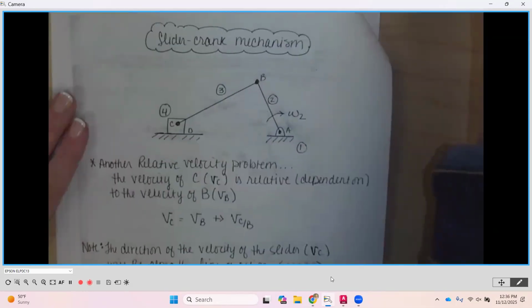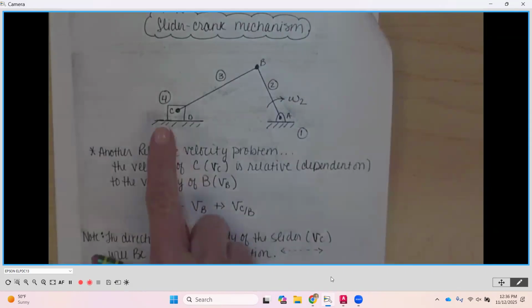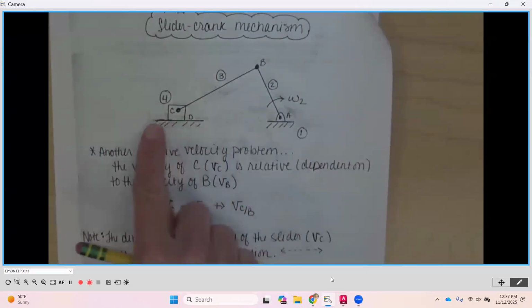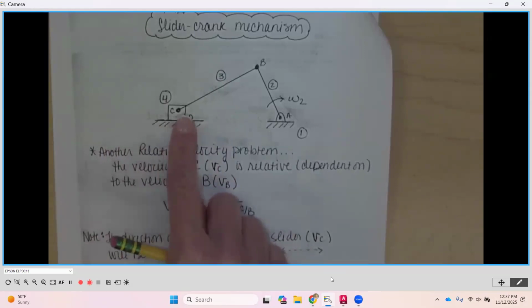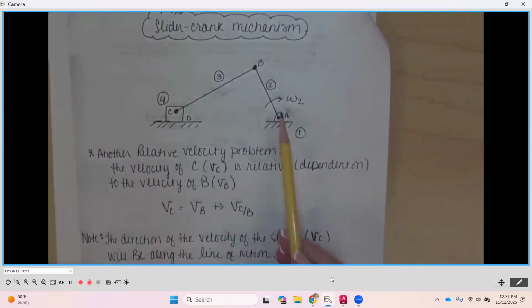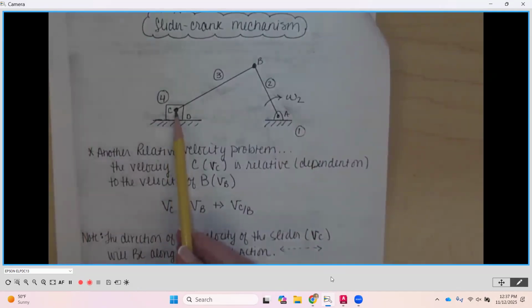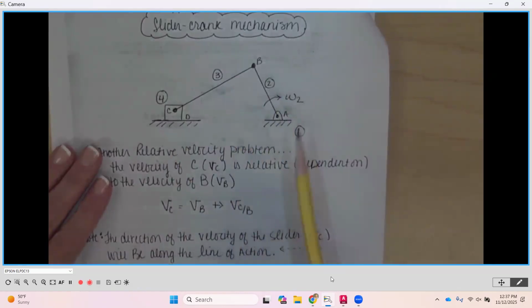And let's do this very same thing, but this time for a slider crank mechanism. The other one was crank or crank oscillating. This one, our output is going to be going back and forth horizontally. In this case, it's a slider. And our input is going to be a crank going all the way around. So this is considered another relative velocity problem, because our slider's straight line velocity is going to be determined relative to what's going on over here.